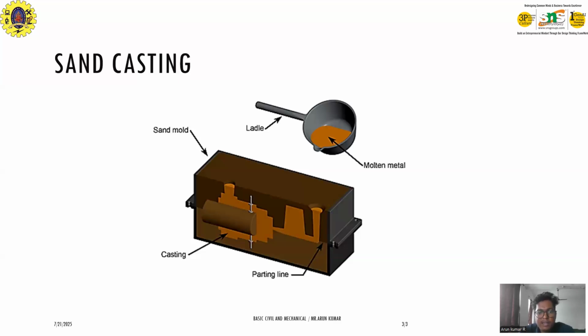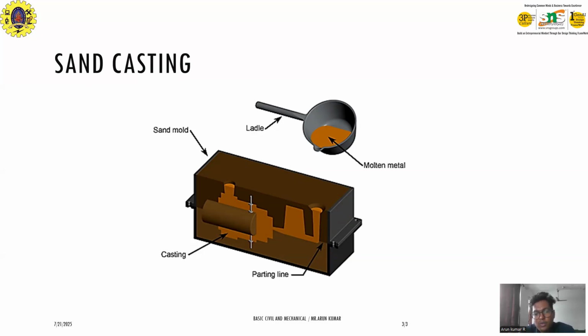So here there is the molten metal, and there is a ladle. The molten metal is melted by using the furnace. Then we make the parting line and pour in the molten metal. The sand mold can be separated into an upper part and a lower part. We have to separate along the parting line.